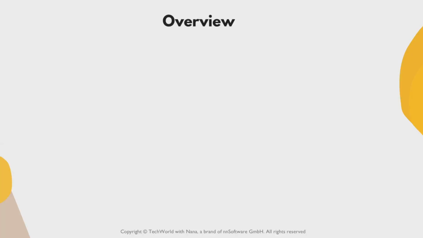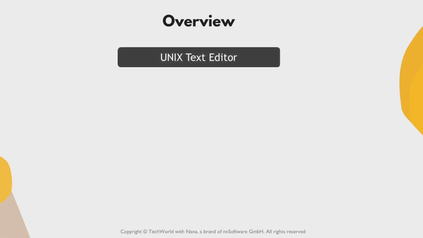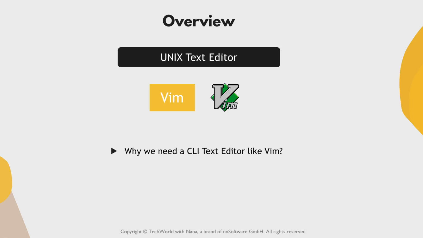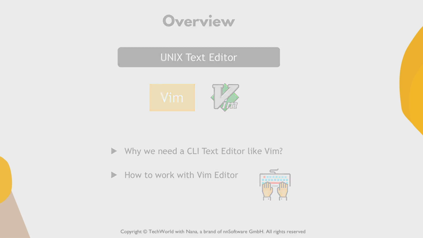In this lecture, we will learn how to use a very fast and efficient Unix text editor called Vim, V-I-M. This is a text editor we use in command line interface and which is very fast and efficient to work with once you learn how to use it. So first, I will explain why we need it and what are the main advantages of using Vim, and then we'll jump into a hands-on part and learn how to work with Vim Editor.